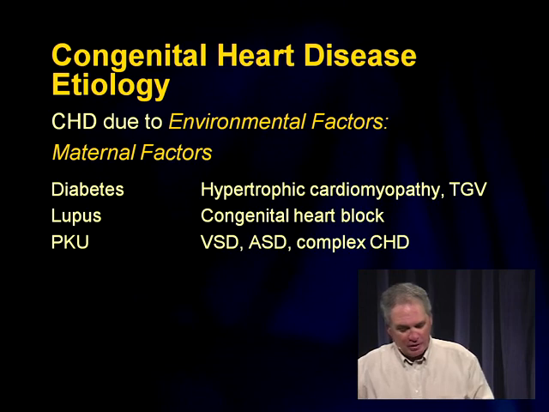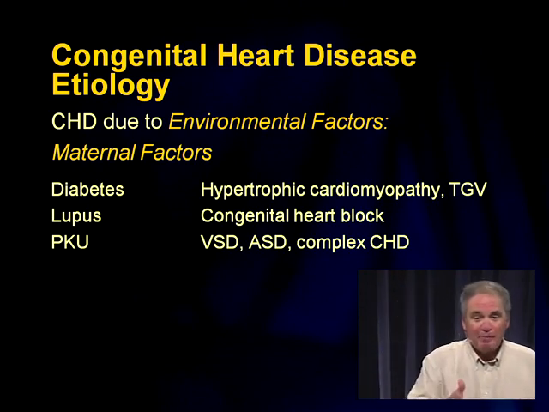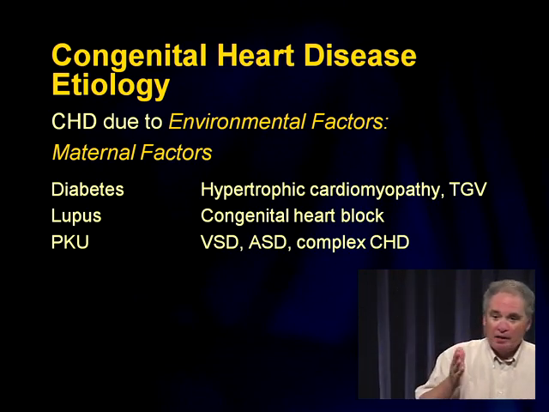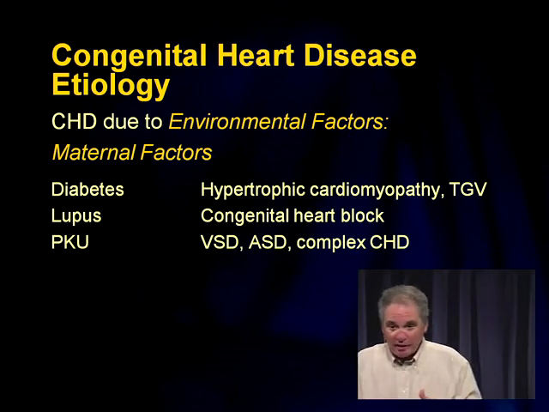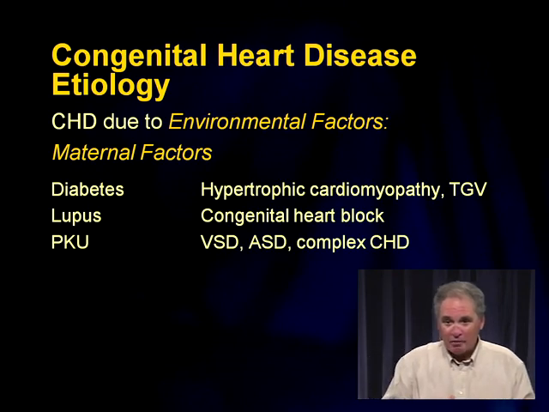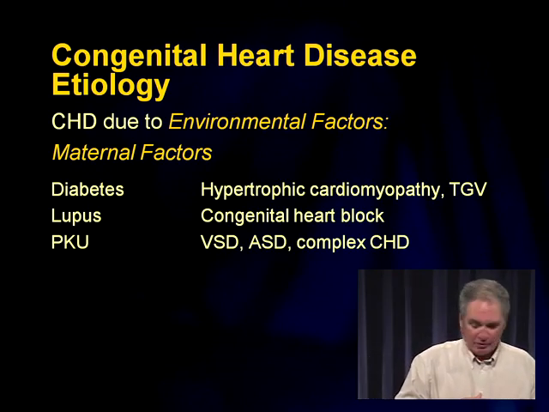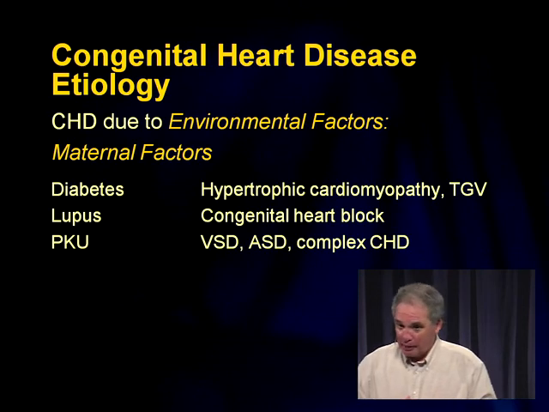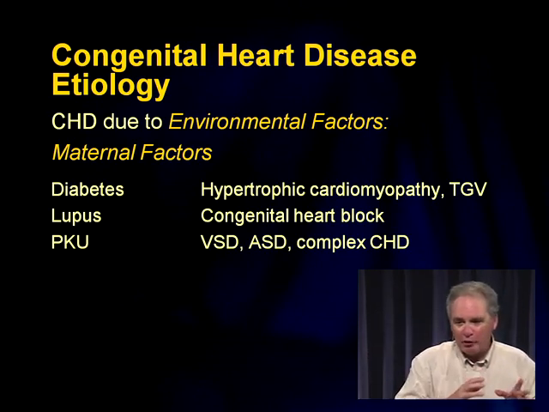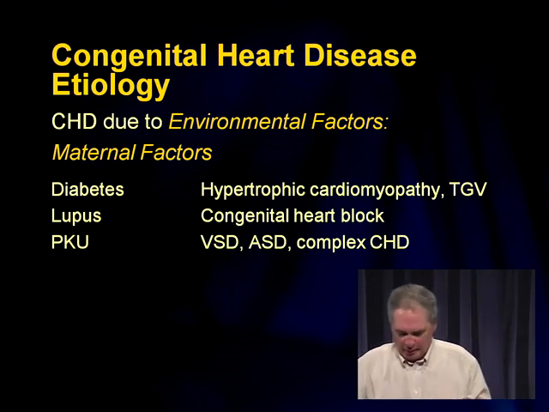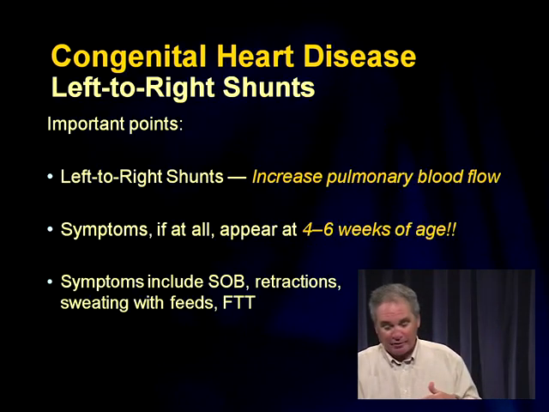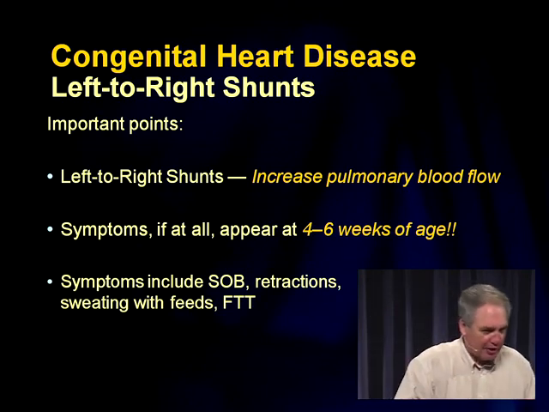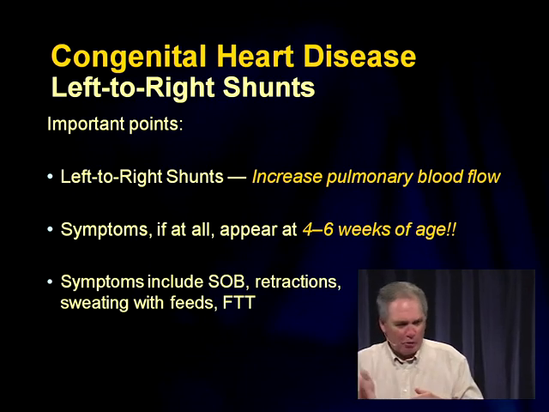Sometimes transposition. We just talked 15 minutes ago about the association of maternal connective tissue disorders with heart block. And finally, phenylketonuria, PKU, very high risk of congenital heart disease, sometimes complex congenital heart disease. Very important that mom is in good control with PKU if she gets pregnant. Okay? So maternal environmental factors. So that's the etiology and what causes congenital heart defects. So you kind of got to know those four or five pages.